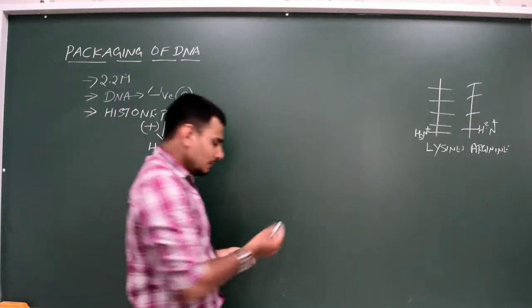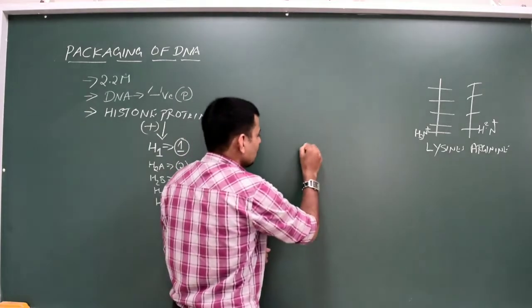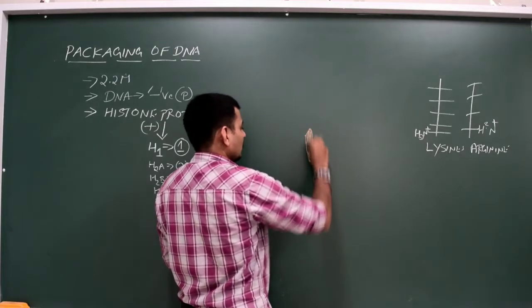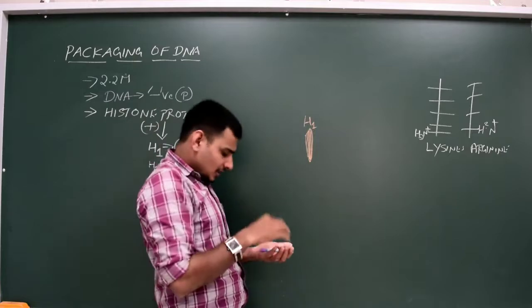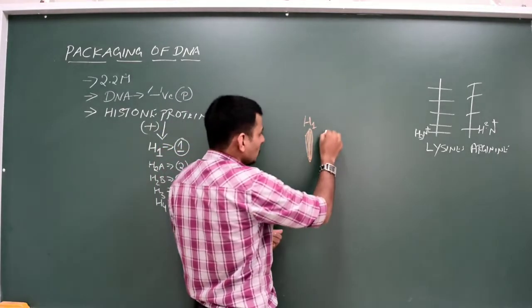And ultimately, these histone proteins are arranged in such a way that, for example, if I just consider this, so this is the H1 protein, which is normally outside a ball of histone octamer. Now I am going to draw the histone octamer.